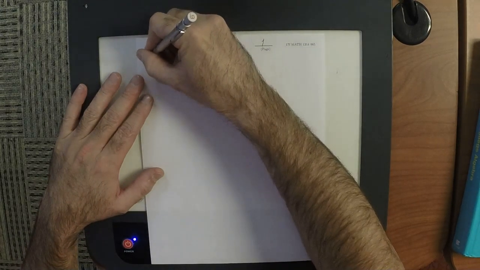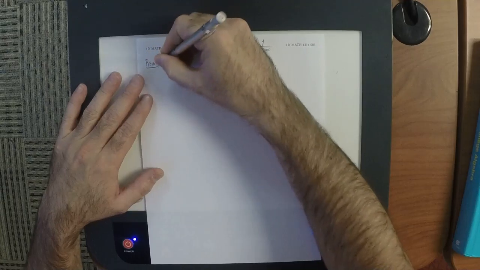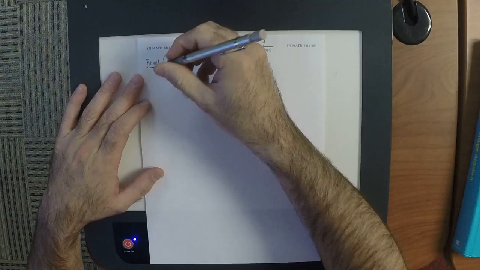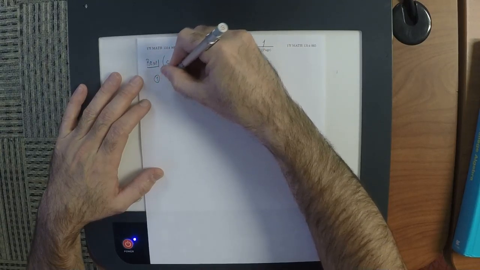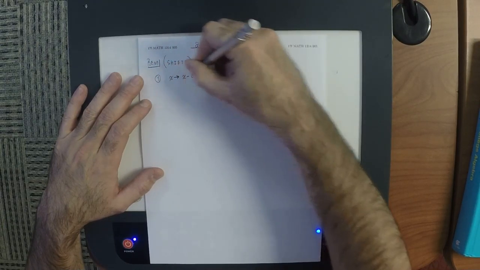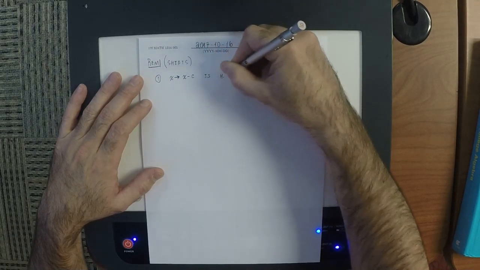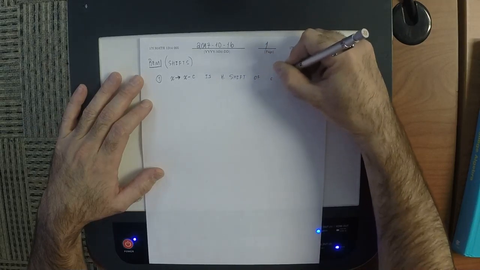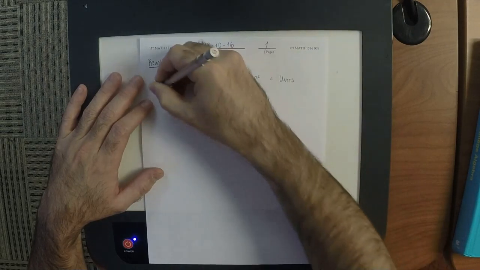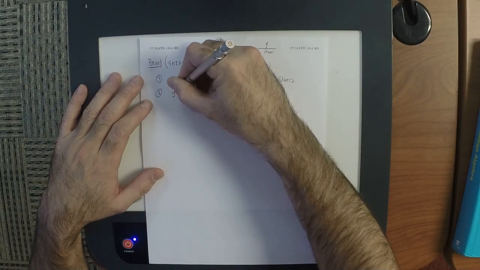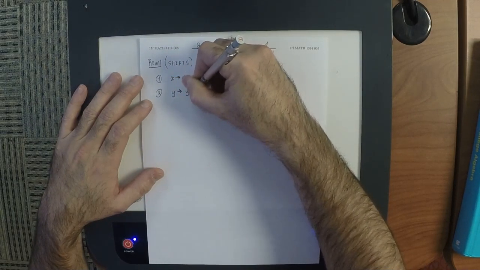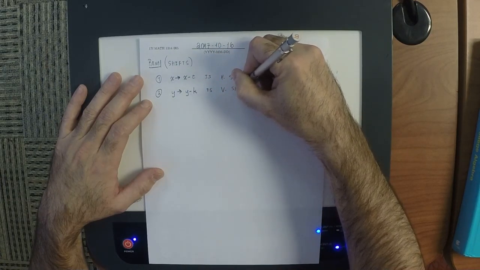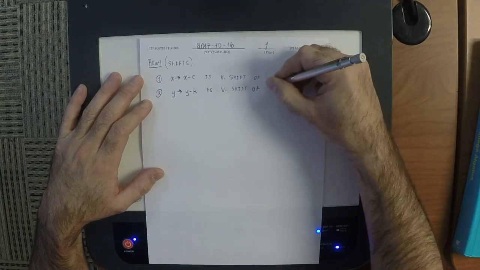So, just to remind you where we were. These were called shifts. One, the transformation x transforms to x minus c is a horizontal shift of c units. And two, y transforms to y minus k is a vertical shift of k units.